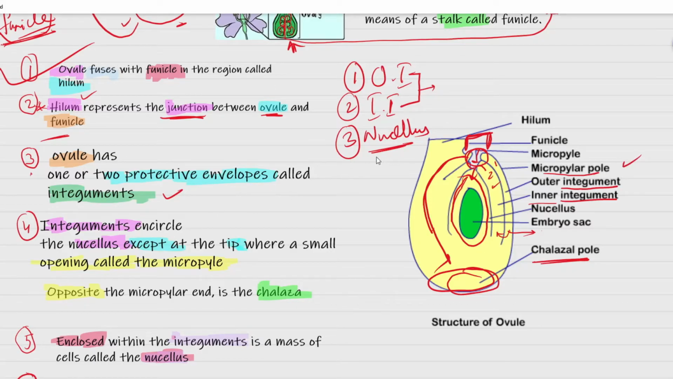Let us now discuss the function of the nucellus. The nucellus has an abundant amount of reserved food. The nucellus provides nutrition to the growing embryo. Inner to the nucellus we have the female gametophyte, which is nothing but the embryo sac. After fertilization, the embryo sac develops, and for that development the nucellus provides the nutrition. So that is the role of the nucellus.